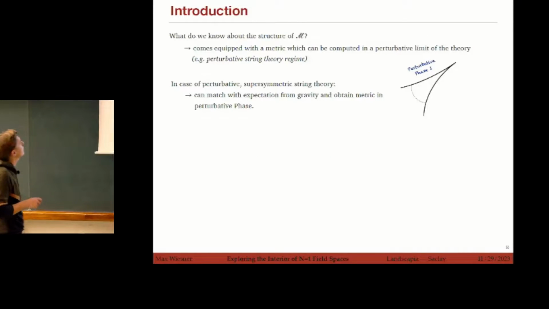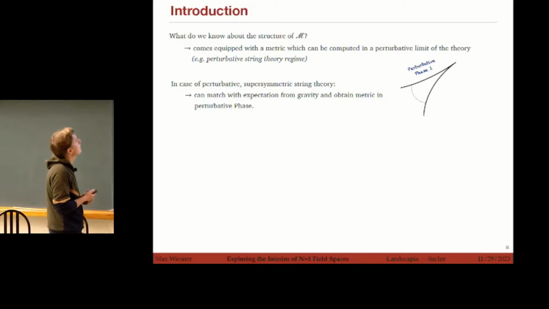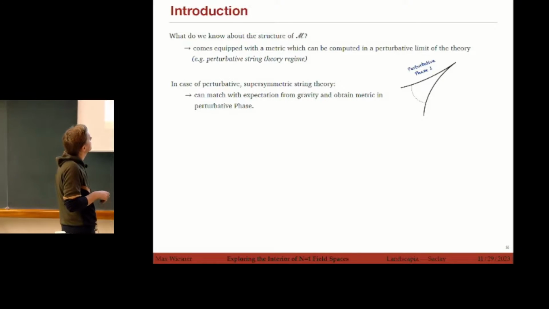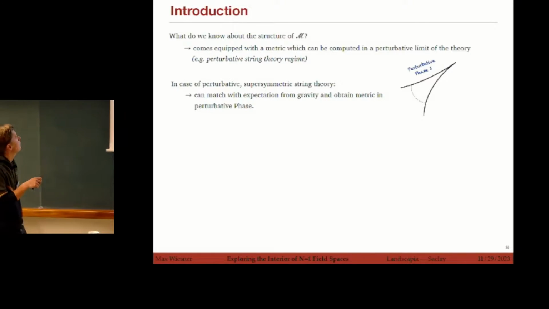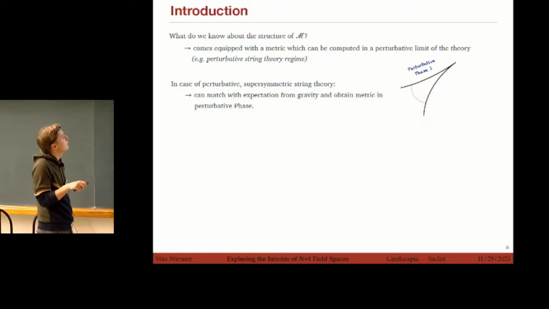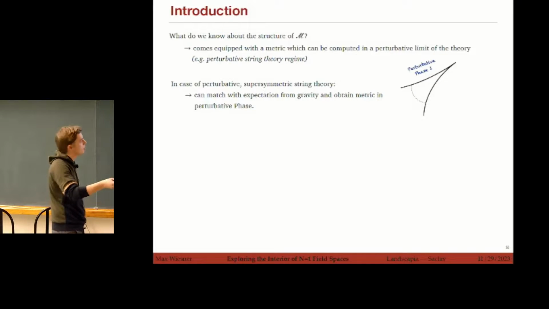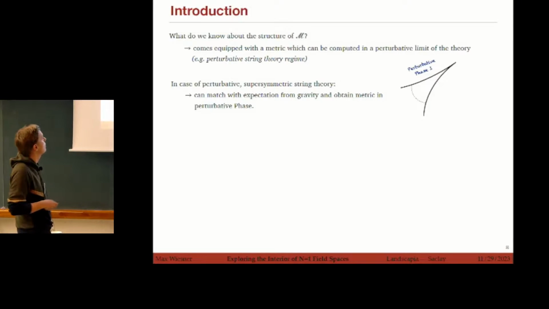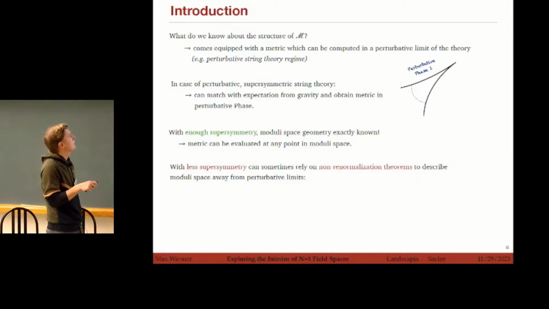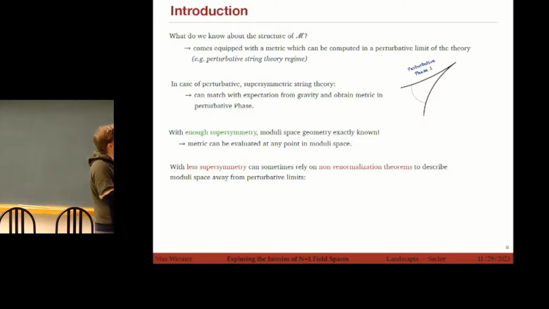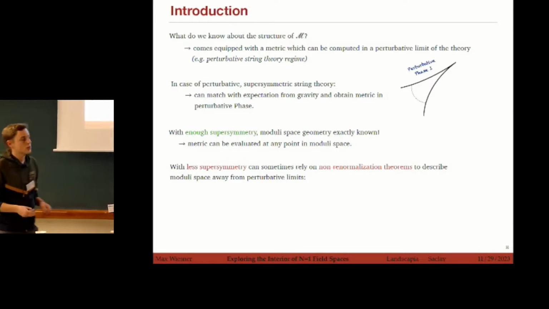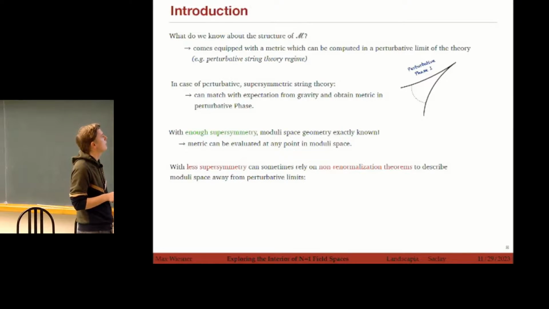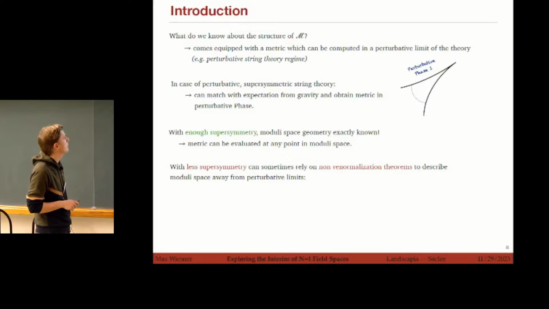So what do we know about the structure of M? It comes oftentimes equipped with some kind of metric which can be computed in a perturbative limit of the theory, for example, in perturbative string theory regimes. For example, in the case of perturbative supersymmetric string theory, which could be one of these perturbative phases where we actually know what to do, one can match this with expectations from gravity and obtain a metric in these perturbative phases. And then if we have enough supersymmetry, actually we sometimes know the entire structure, we know the metric everywhere, because just the structure of the supersymmetry algebra gives us enough information, and the metric can be evaluated at any point in moduli space.